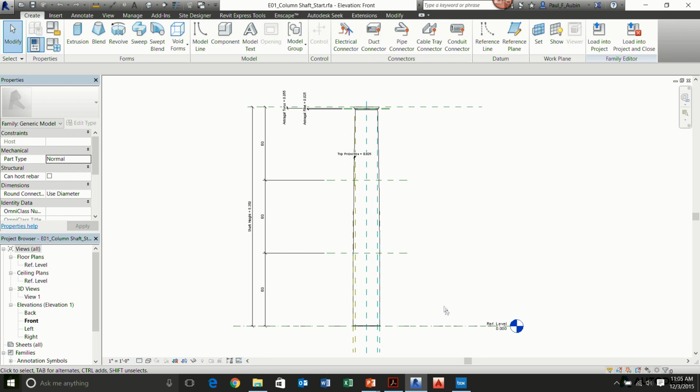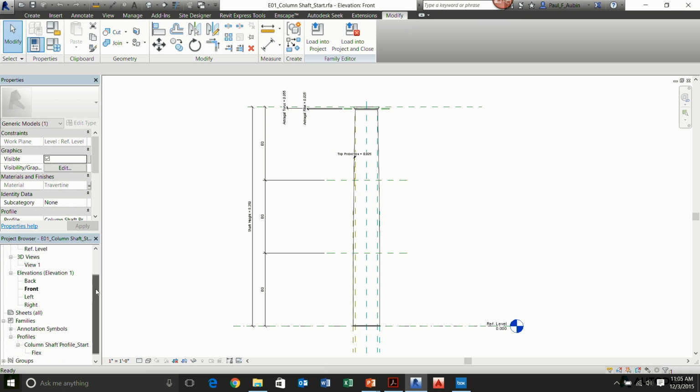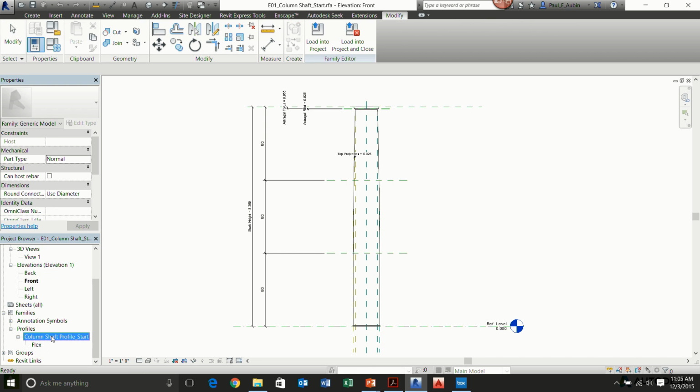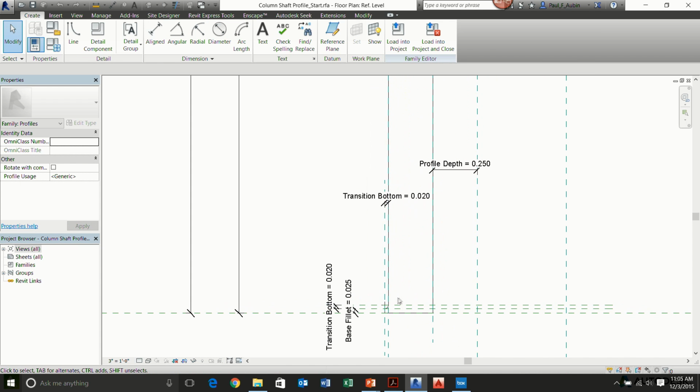So anyway, let's select this guy then. That's what we care about. And that profile is down here. And I've also labeled that start. So I'm going to right-click that and edit it. And there's the profile. And this is what I'm saying, I can't really show you both ends at the same time.